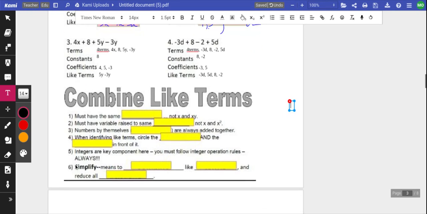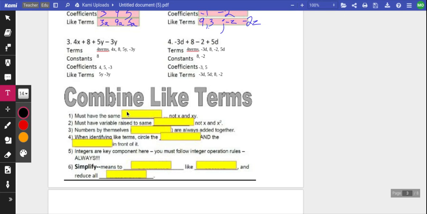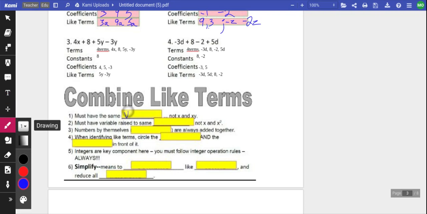All right, our last section, some little bit of rules that you need to know. To combine like terms, they must be the same variables. Okay, so that's what goes in this space. I'm going to say your variables. Okay, they have to be identical. You can't combine an x with an xy because x times y is not the same as x. Okay, then you must have variables raised to the same power. So you have to look out for those exponents. X to the first power is not the same as x squared.